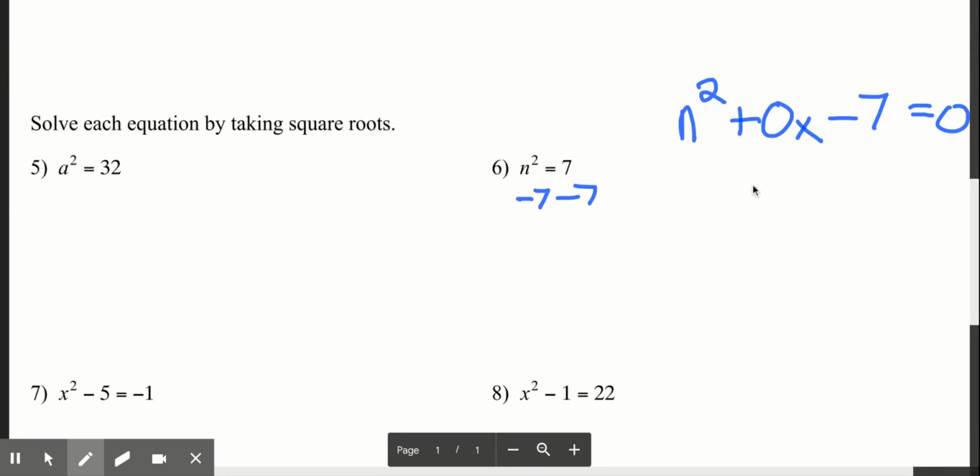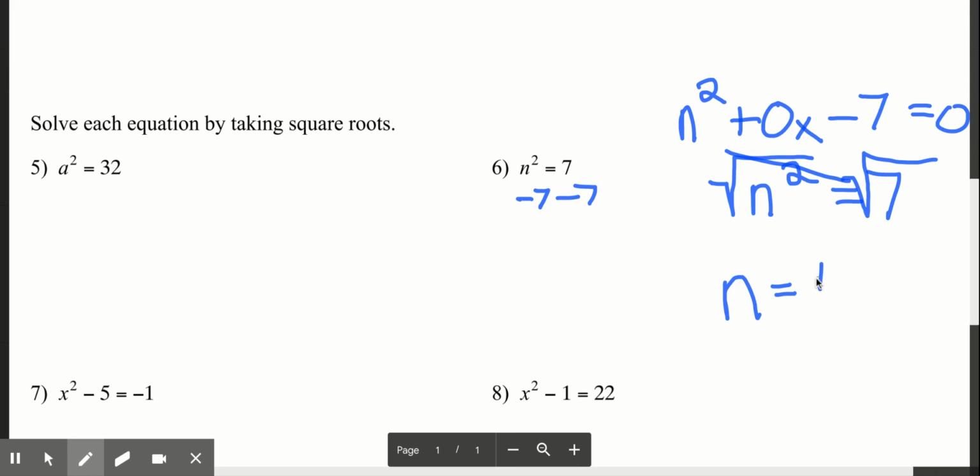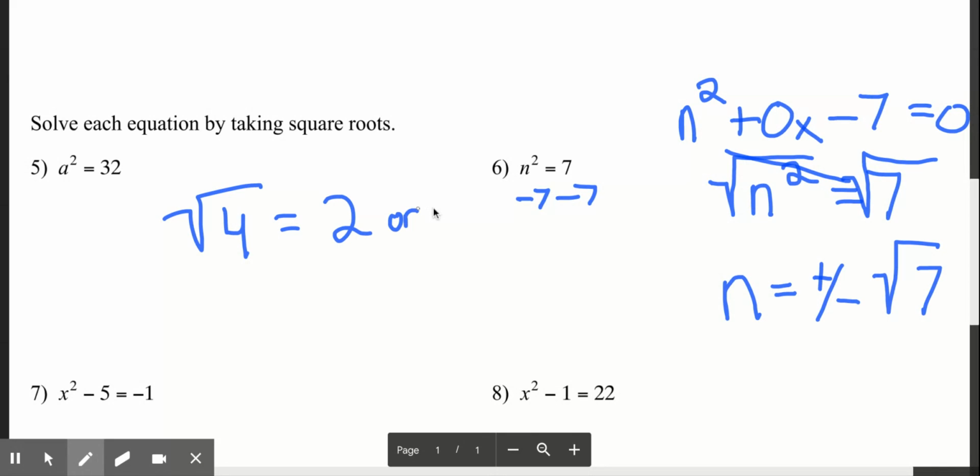So when we're in this situation where n squared equals 7, how do we undo this? What's the opposite of squaring something? Well, the opposite is taking a square root. When we take the square root of something, it's very important that we remember that that results in two answers, a positive and a negative answer. The most traditional example I think of is, what's the square root of 4? Well, it's 2 or it's negative 2, because a negative times a negative is also a positive.